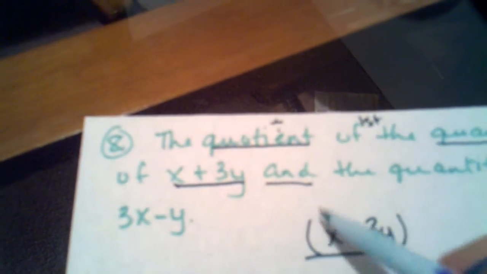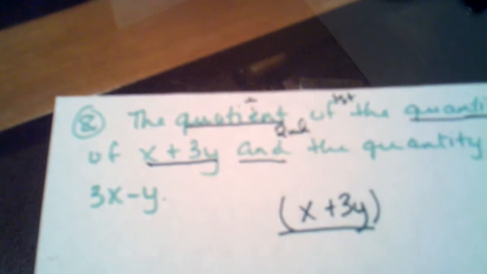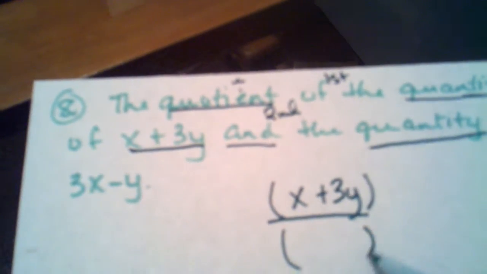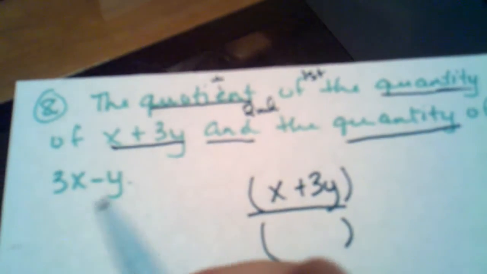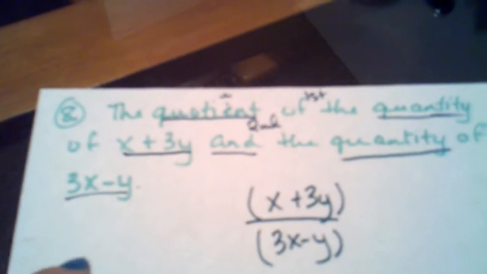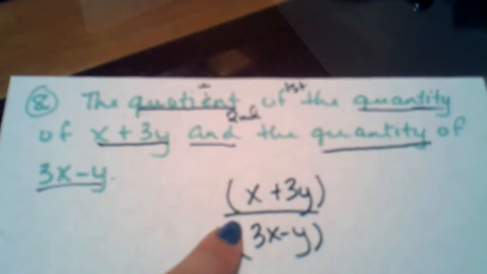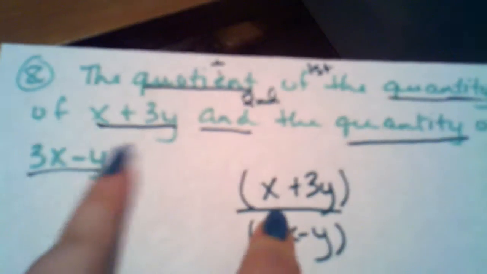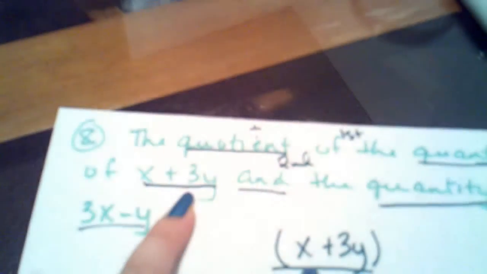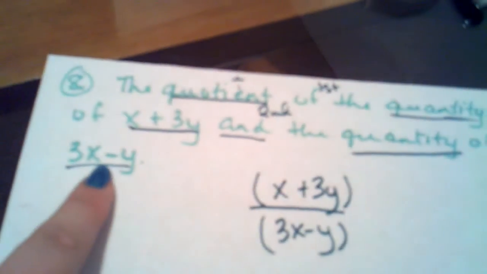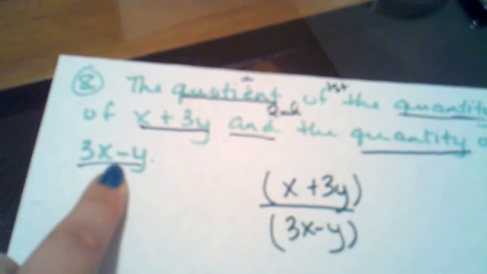When we see that word and meaning that this is our second item, okay, the second item is also a quantity. Quantity meaning, again, we got to have those grouping symbols, of 3x minus y, meaning that that's going to go into our denominator. So let's reread this again. The quotient meaning dividing, of the quantity, this is our first item. First item's right here, x plus 3y, and meaning that this is our second part of the quotient. The quantity, again, grouping symbols right here, and the item inside those grouping symbols is 3x minus y.